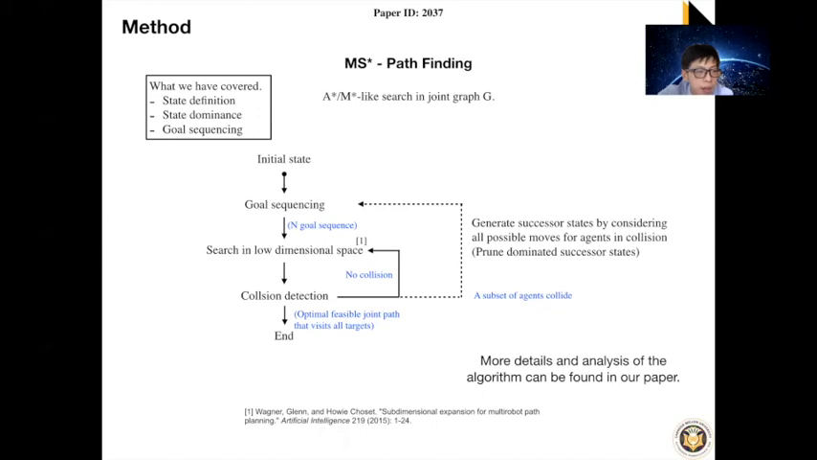Then for this subset of agents in collision, the algorithm will expand the state by generating successor states while considering all possible moves of agents. Then for each newly generated successor state, goal sequencing is invoked to compute the goal sequences at that state. The algorithm terminates only when a goal state is expanded, which indicates that a collision-free joint path with the minimum cost is found, and this path has visited all of the goals. More details and analysis of the algorithm can be found in our paper.